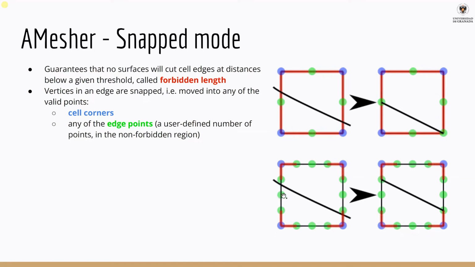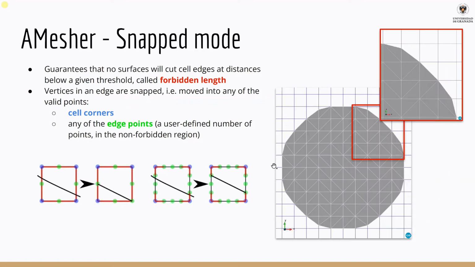And here on the bottom example, you can see that the forbidden length is something like a fifth of the edge, and we have three valid edge points in between, plus two cell corners. We have five valid points, and any point crossing the edge will be moved to the closest valid point, and thus avoiding having very small FDTD edges.